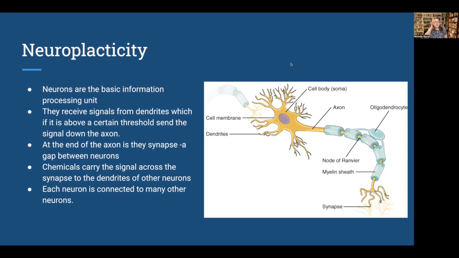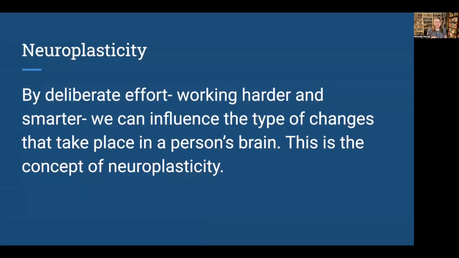And so the more we use a particular thing, the more we can strengthen this. By deliberate effort and working harder and smarter, we influence the type of changes that take place in a person's brain. And this is what neuroplasticity is, because we're able to help rewire our brains so that certain things are easier to recall and easier to remember.